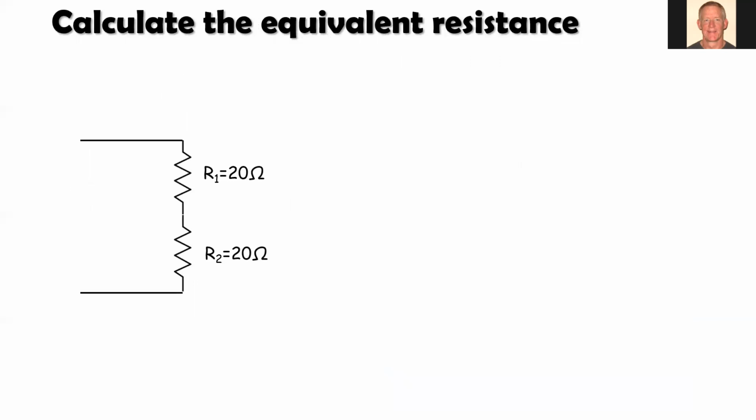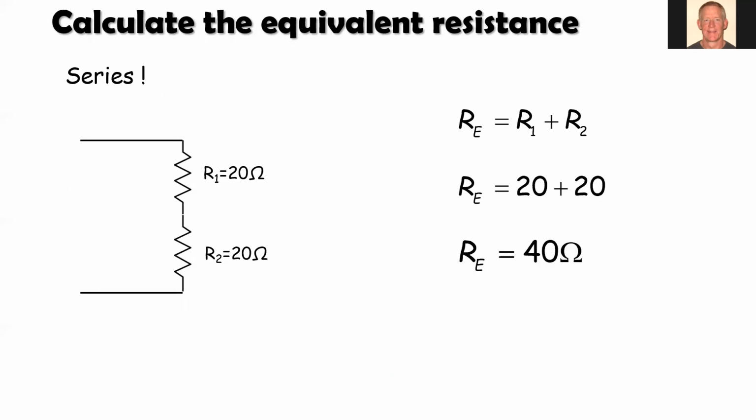So let's look at a real example here. Can we calculate the equivalent resistance? Well, they're in series, right? The current has to flow through R1 before it can flow through R2. So to find the equivalent resistance, we're simply going to add the 2 resistors up. So 20 plus 20 gives us 40 ohms. So in effect, we could replace R1 and R2 with an equivalent resistance of 40 ohms.